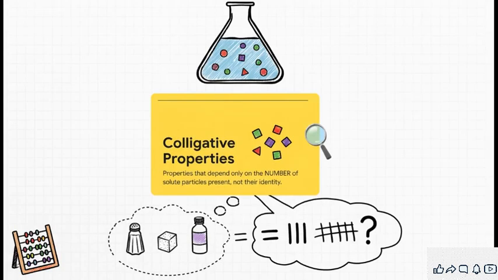And this is where it gets super interesting. The properties that change are called colligative properties. And here's the most important part. The solution doesn't care what the particles are. It could be salt, it could be sugar, doesn't matter. All that matters is how many particles are swimming around in there. It is purely a numbers game.